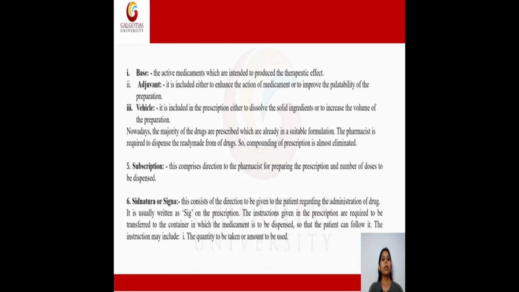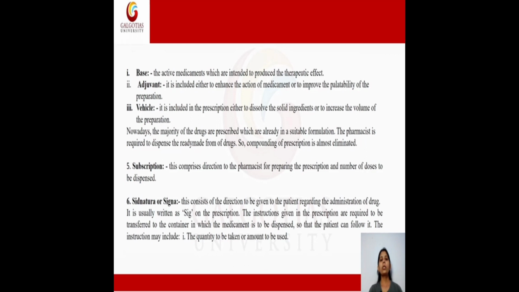Fifth one, subscription. This comprises directions to the pharmacist for preparing the prescription and the number of doses to be dispensed. The fifth part of the prescription, known as subscription, includes the directions to the pharmacist for preparing the prescription and the number of doses that is going to be dispensed to the patient.